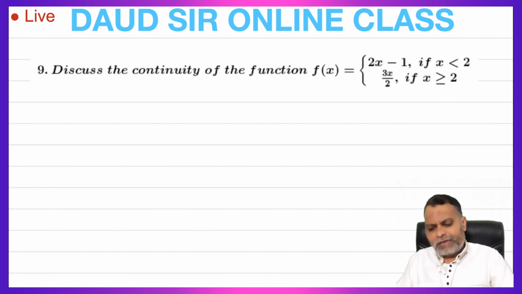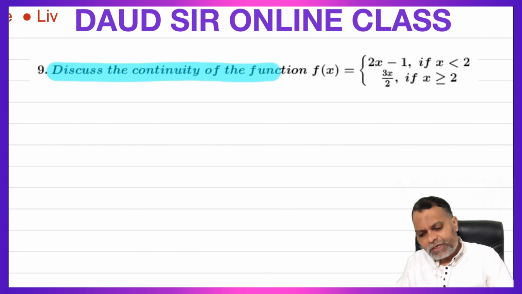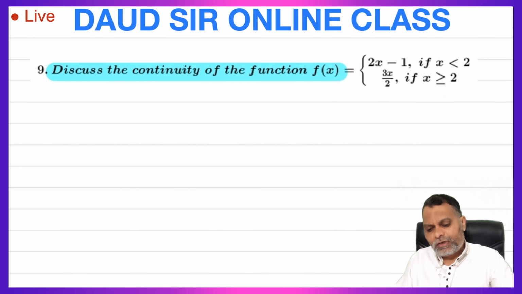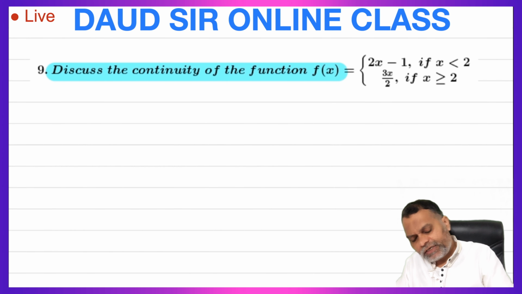Question number 9. Discuss the continuity of the function f of x is equal to 2x minus 1 if x is less than 2, and f of x is equal to 3x upon 2 if x is greater than or equal to 2. So we have to discuss the continuity at x is equal to 2.